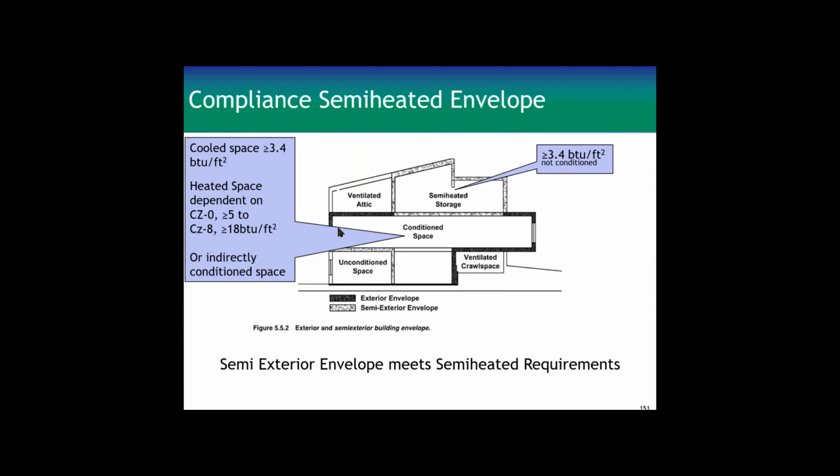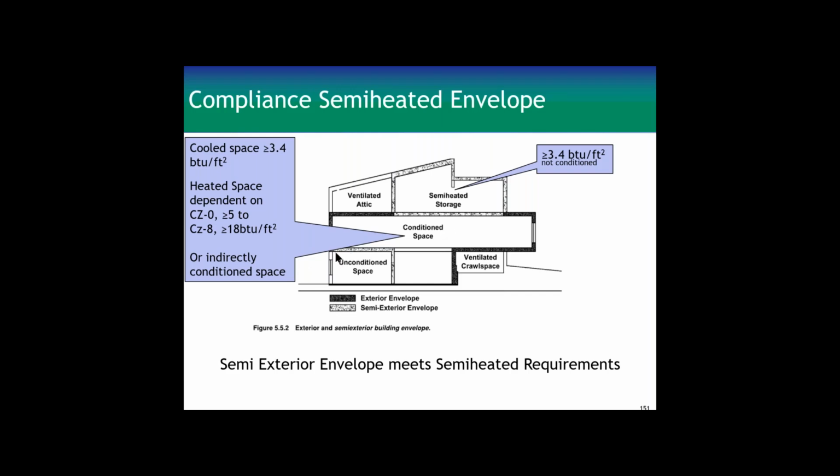So if you have a ventilated attic, you insulate between the attic and the conditioned space. You don't insulate it up at the top of the attic. But between the semi-heated storage and the attic, then you need semi-heated insulation. If you've gone through the semi-heated insulation to the storage, then you just have to use semi-heated insulation between the semi-heated storage and the conditioned space.